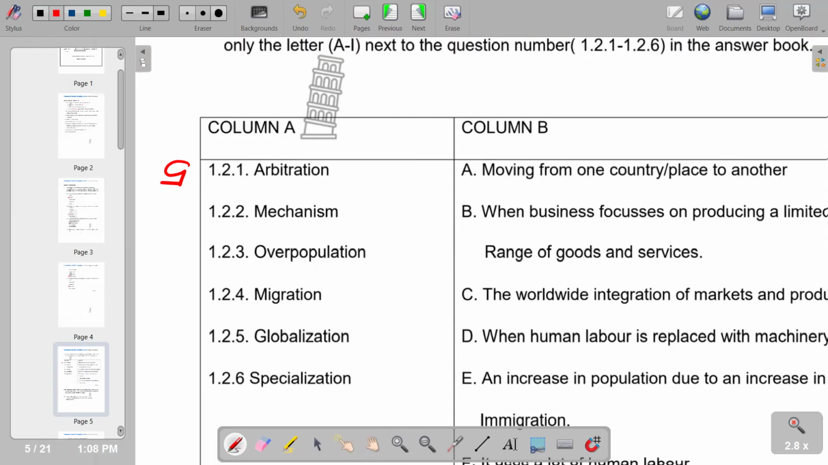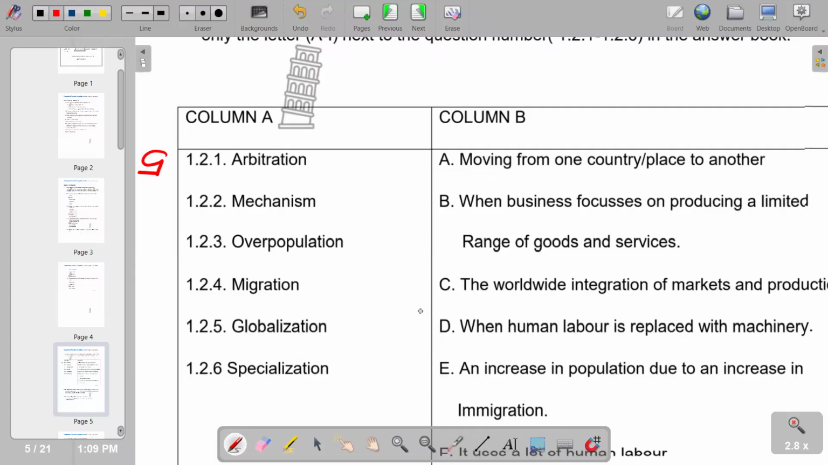So moving on to the second part, we have mechanism. So the match on mechanism is when human labor is replaced with machinery. So that is mechanism. So we have D. So moving on to overpopulation. So on overpopulation, we check again. On E, it is an increase in population due to an increase in immigration. Can also be overpopulation. So our answer is E.